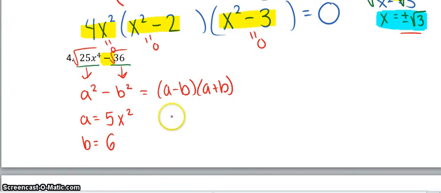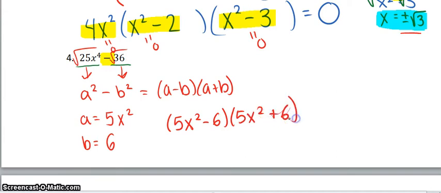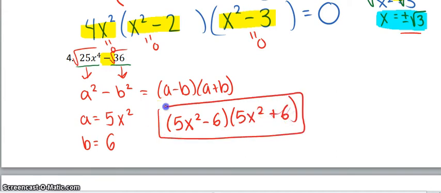One is a sum, one is a difference. So our first answer is going to be 5x squared minus 6. And our second one will be 5x squared plus 6. And we can just leave it at that since we're not solving.